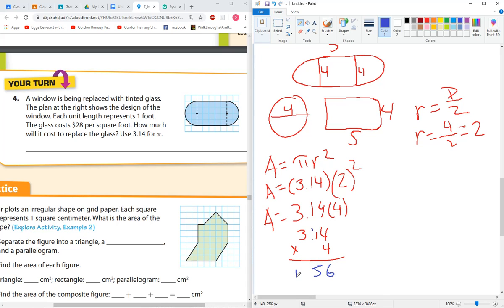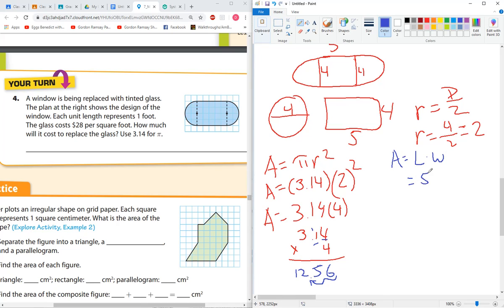And 4 times 3 is 12. Now there were 2 decimals in the problem, so there are 2 decimals in the answer. So 12.56 for the circle, and then for the rectangle, that's just length times width, or base times height, whichever one you want to write.